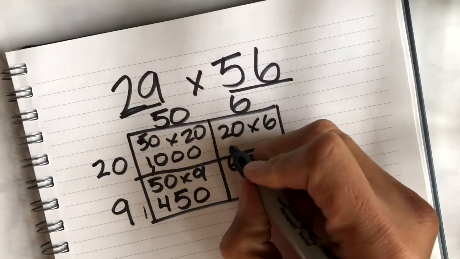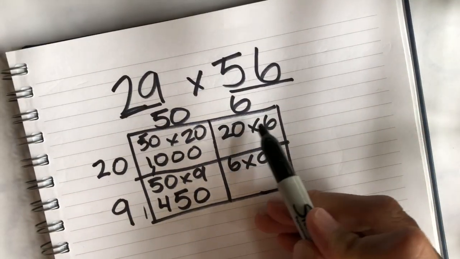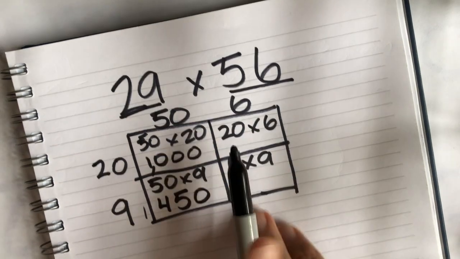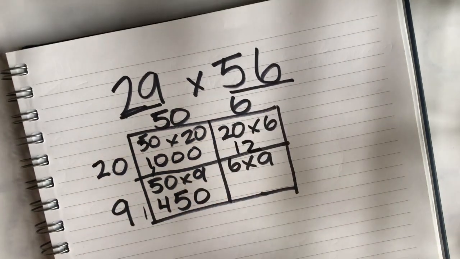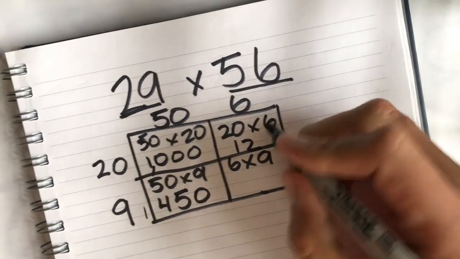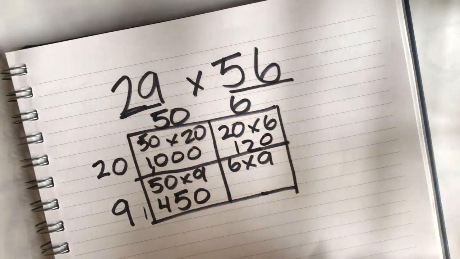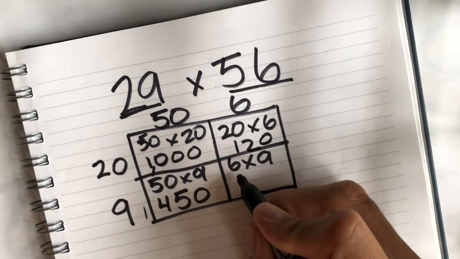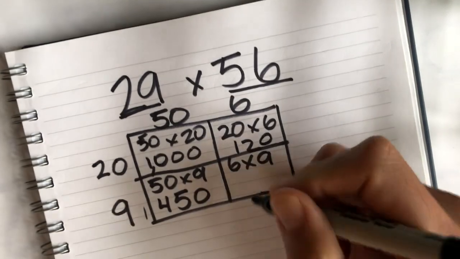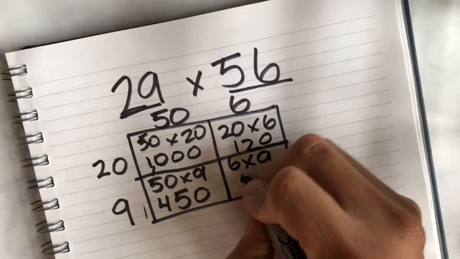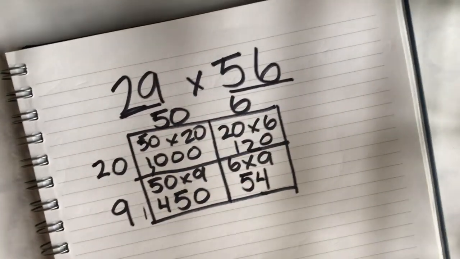I'm going to do that with every single box here. So this 20 times 6, I'm going to think of it as 2 times 6, which gives me 12. And then I'm going to add the 0 after the 2 to get 120. And then finally, I have to multiply 6 times 9. Okay? 6 times 9 gives me 54.